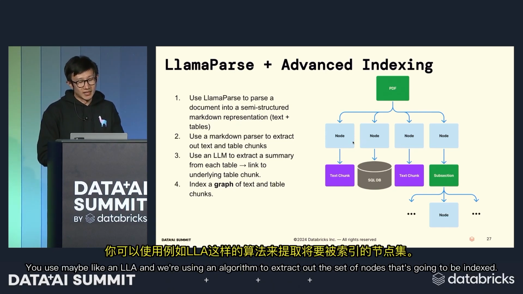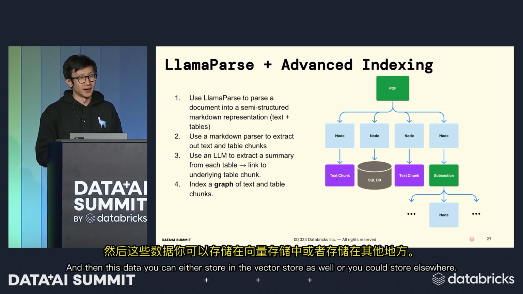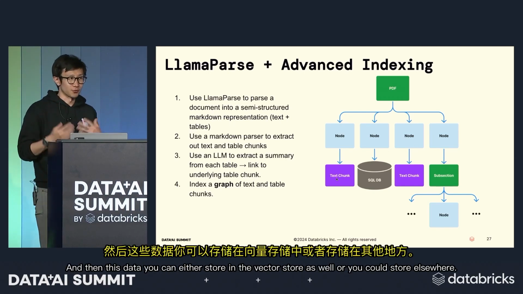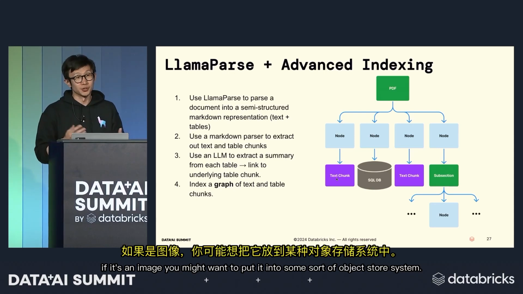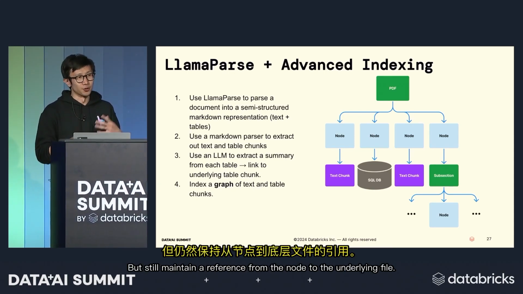You use maybe an LLM or use some algorithm to extract out the set of nodes that's going to be indexed. And then these are the nodes that are going to be dumped into a vector store. And then this data you can either store in the vector store as well, or you could store elsewhere, right? For instance, if it's an image, you might want to put it into some sort of object store system, but still maintain a reference from the node to the underlying file.